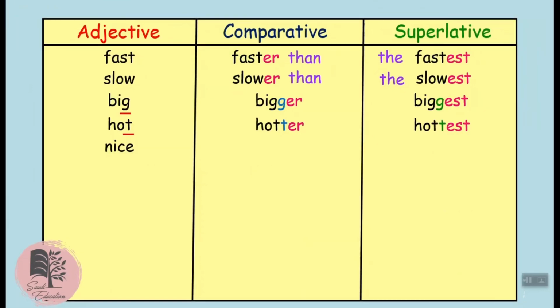When an adjective has one syllable but ends in an e, such as nice and strange, we just add an r at the end of the adjective to make it a comparative. Nice becomes nicer, strange becomes stranger. For the superlative, we just add st at the end of the adjective. Nice becomes nicest, strange becomes strangest.